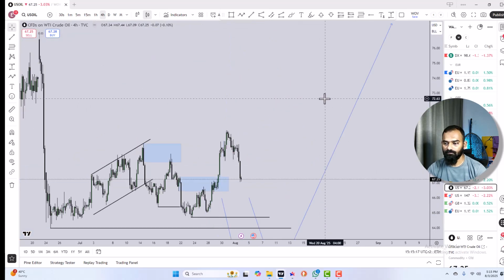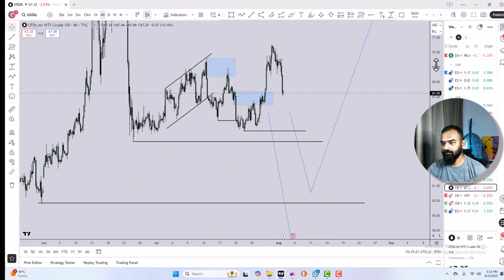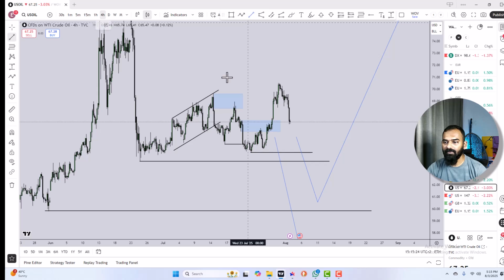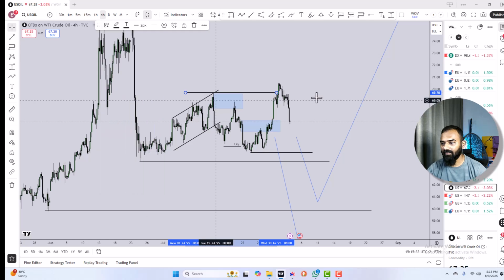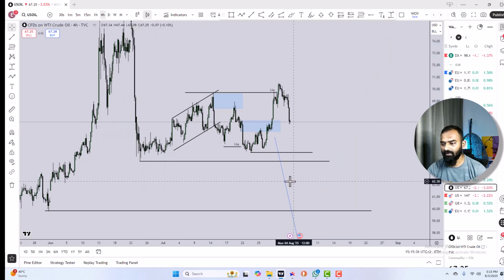Oil. Oil has completed this cycle. It has taken this liquidity level here, and then it took out this liquidity level here. I was expecting more to the downside. It never happened.